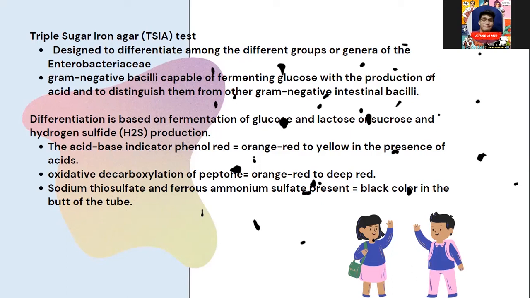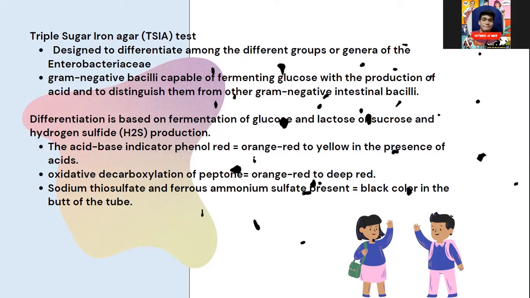Oxidative decarboxylation of peptone is indicated by an orange red to deep red color, and sodium thiosulfate and ferrous ammonium sulfate are indicated by a black color in the butt of the tube.